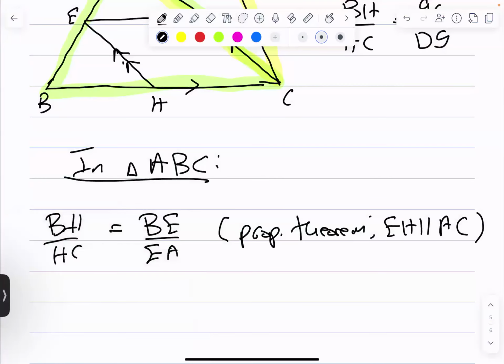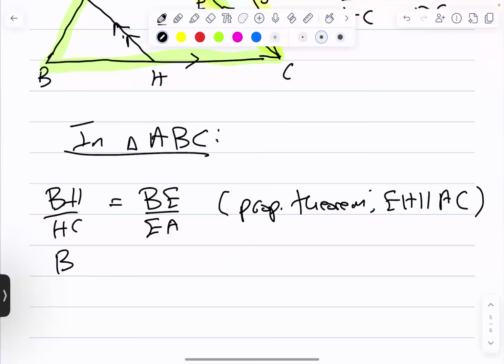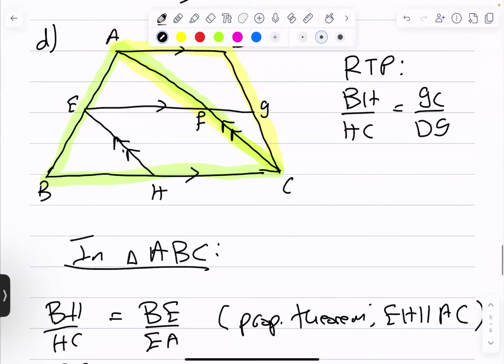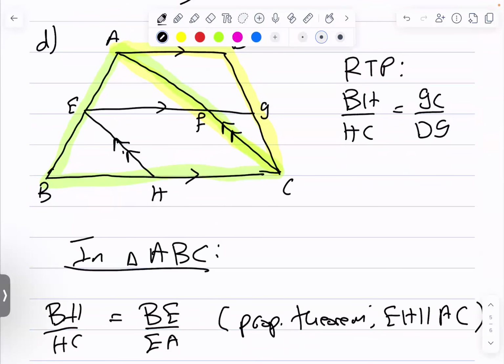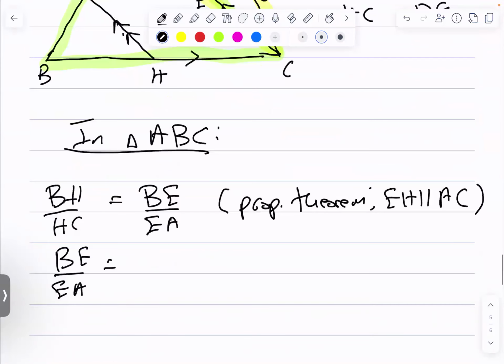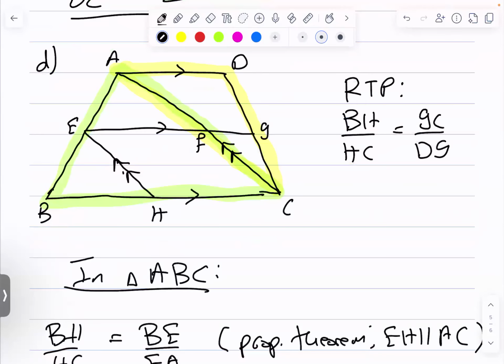Can you guys see my screen? Yes. All right, BE over EA. BE over EA is going to be equal to BH over HC.